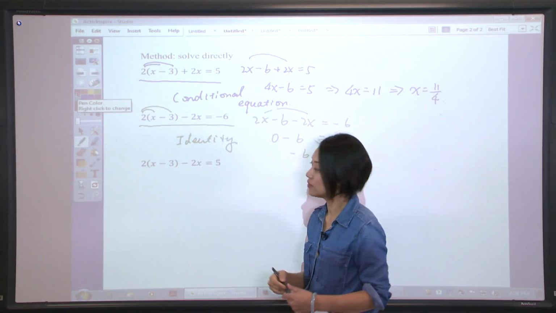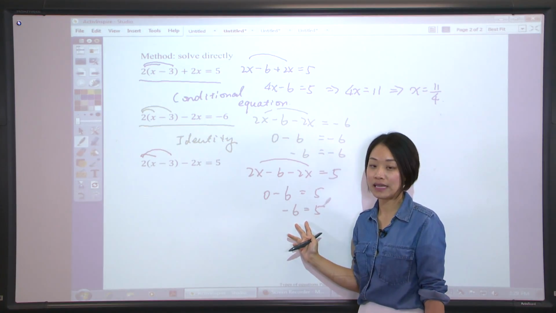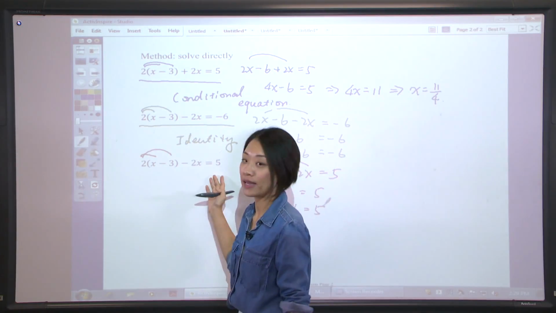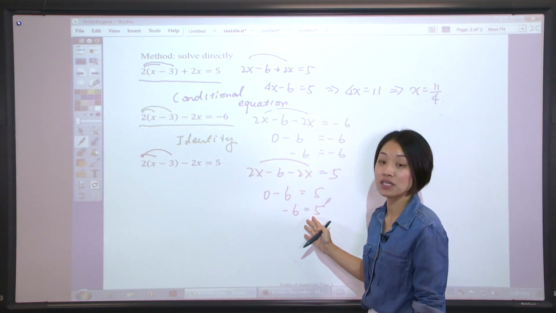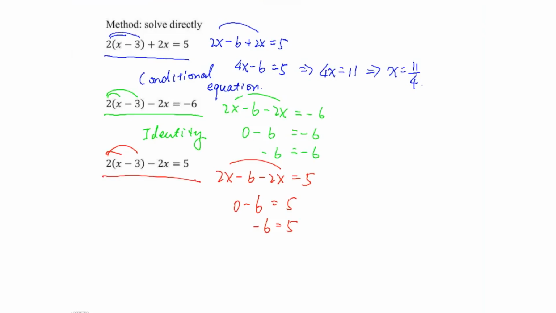Let's try the last one. Distribute 2. 2x minus 6 minus 2x equals 5. Combine the like terms. 0 minus 6 equals 5. -6 equals 5. This will be a contradiction. That is always false. This also implies no matter which value we choose for x, you will always have -6 equals 5, which is a contradiction. So the original equation would be a contradiction.